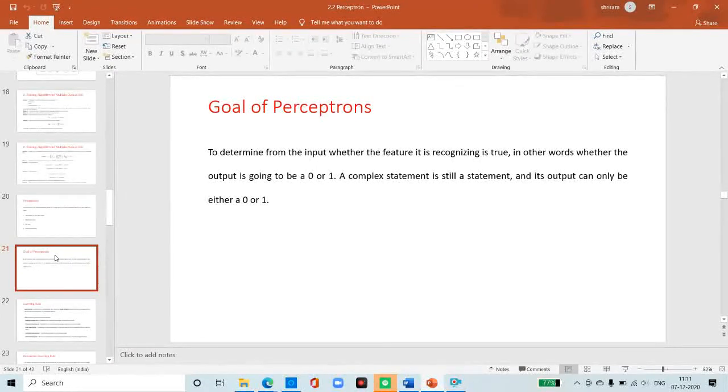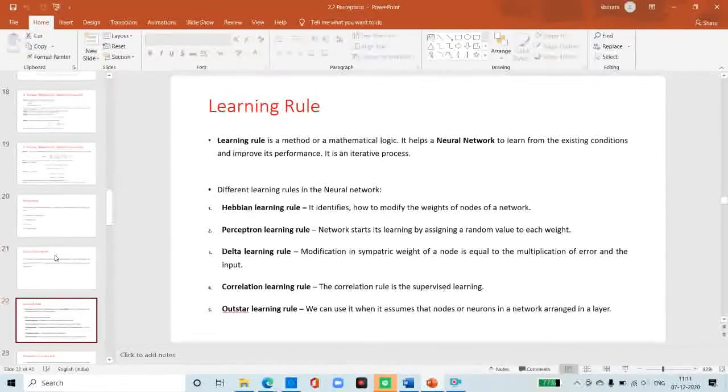There are some learning rules used in a perceptron. What is a learning rule? The main objective of a learning rule is a method or a mathematical logic. It helps a neural network to learn from the existing conditions and improve its performance. It is an iterative process.